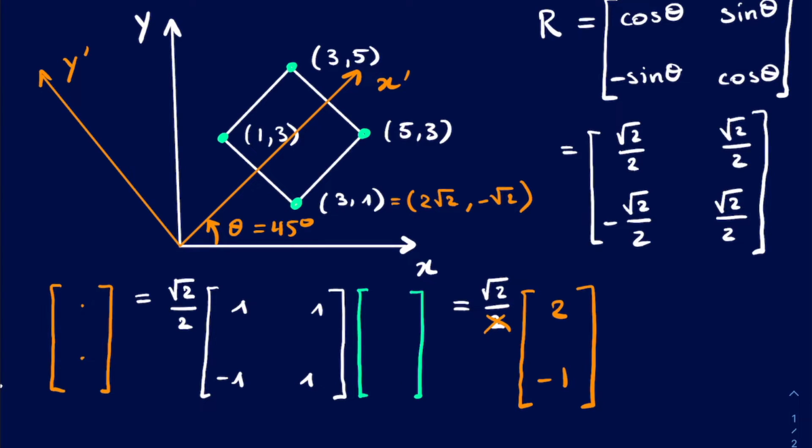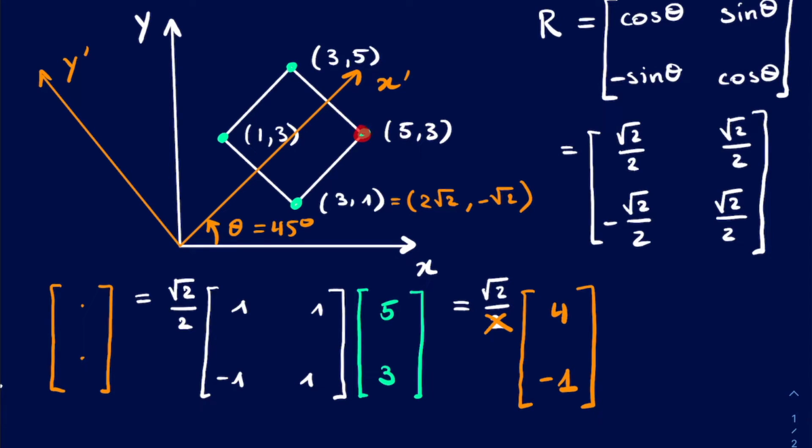So let's now take our next point, which, let's say, will be this 5 and 3. So we have 5 in the x direction and 3 in the y direction. Doing the multiplication, we get 1 times 5 plus 1 times 3, which of course becomes 8. For the y prime component, we have minus 1 times 5 is minus 5 plus 3, which becomes minus 2. Again, bringing 1 over 2 outside, we get the following. For the x prime, we have 4, and here we have 1.